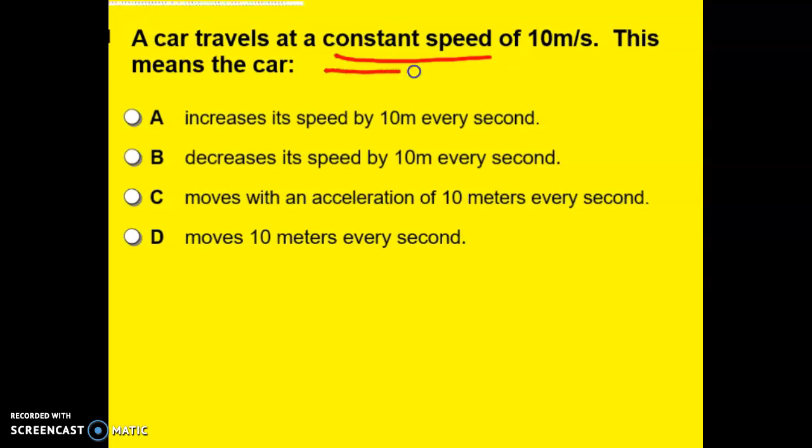We already know that the speed is constant, so it's not going to be increasing its speed, so that's wrong. If the speed is constant, it's not going to be decreasing the speed. B is wrong. Acceleration, we haven't even looked at that. I think that means goes faster, which would mean not constant speed. That's wrong too. The correct answer will be D. It moves 10 meters every second. So if the car is traveling at a constant speed of 10 meters per second, that means that the car moves 10 meters every second.